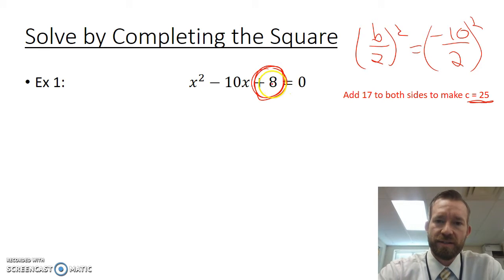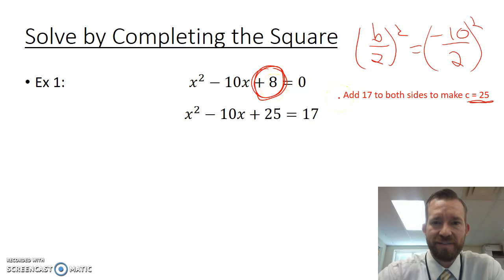So, all right, we have 8. We want it to be 25. So that's where we add 17. That's what that idea is. Add 17 to both sides. All right, now we have a completed perfect square.